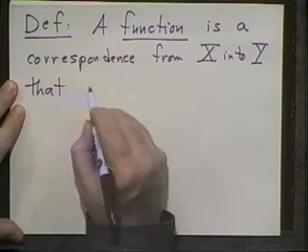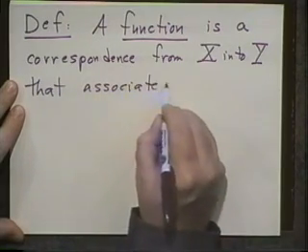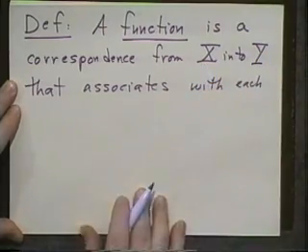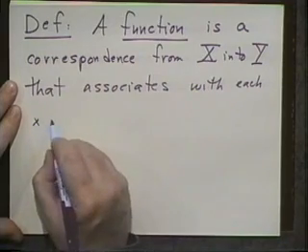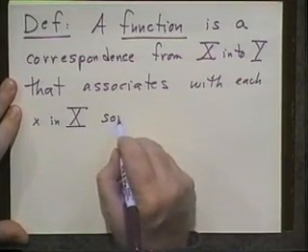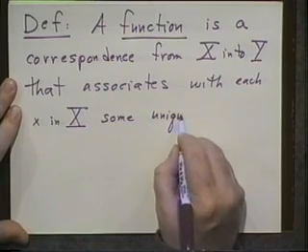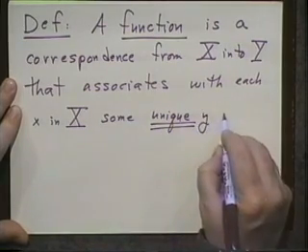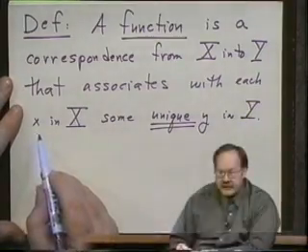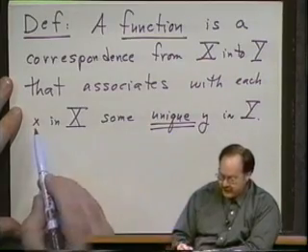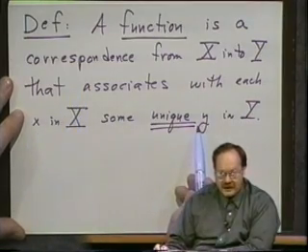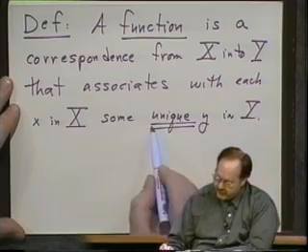What does this correspondence do? It associates with each point in the X set, and let's say little x's live in big X, so little x lives in big X. So with each little x in big X, some, and this is a very important word now, unique y in big Y. Okay? So every x over here goes by airplane or correspondence to a unique destination y in big Y. So there's only one place it goes to.